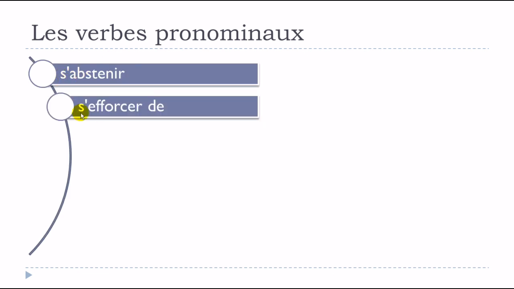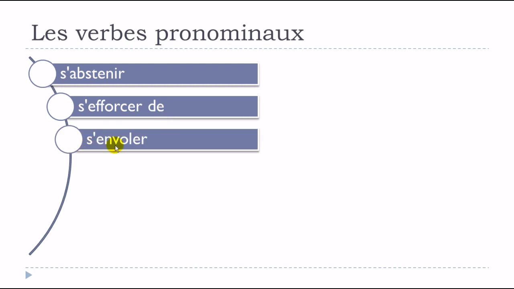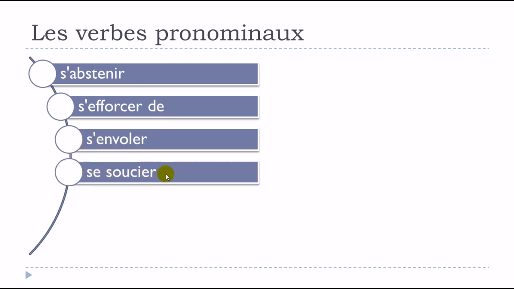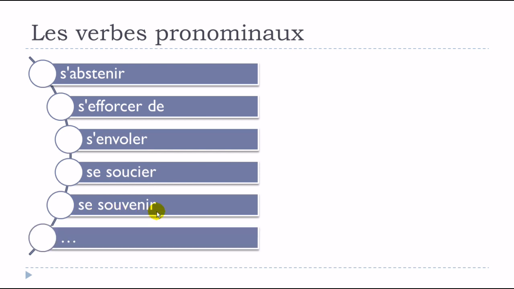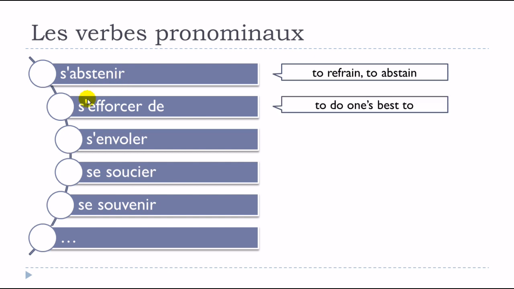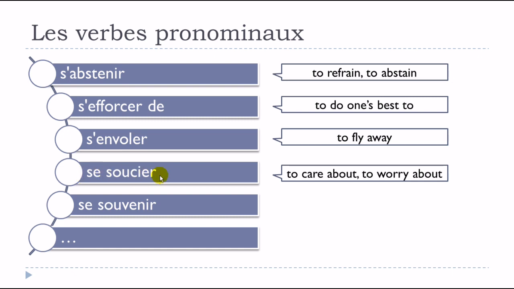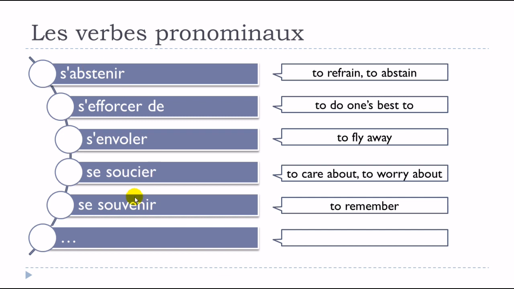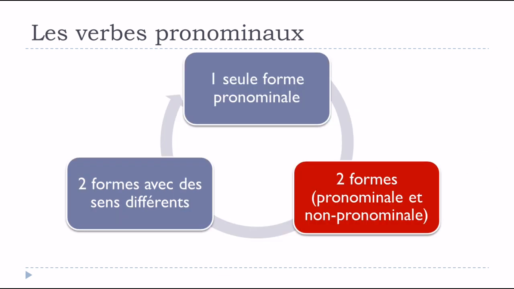S'abstenir, s'efforcer de, s'envoler, se soucier, se souvenir, and that's it. Okay, so it will be exactly the same situation. These verbs only exist, or are only used, as verbes pronominaux, so with this se before them, and they don't exist without it. Okay, so let's see now the second situation.